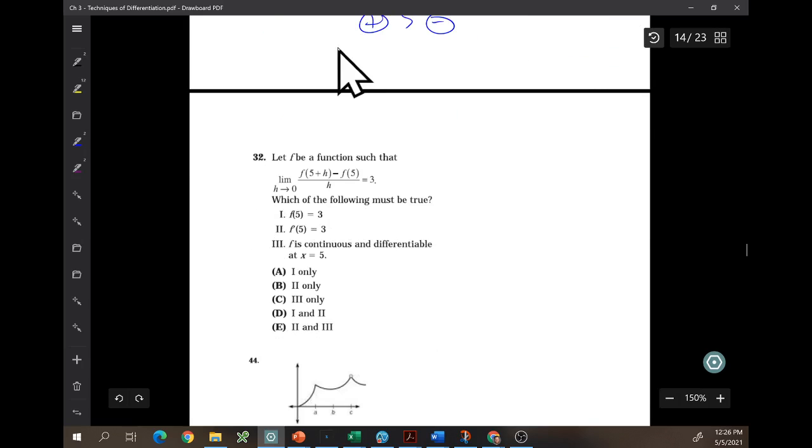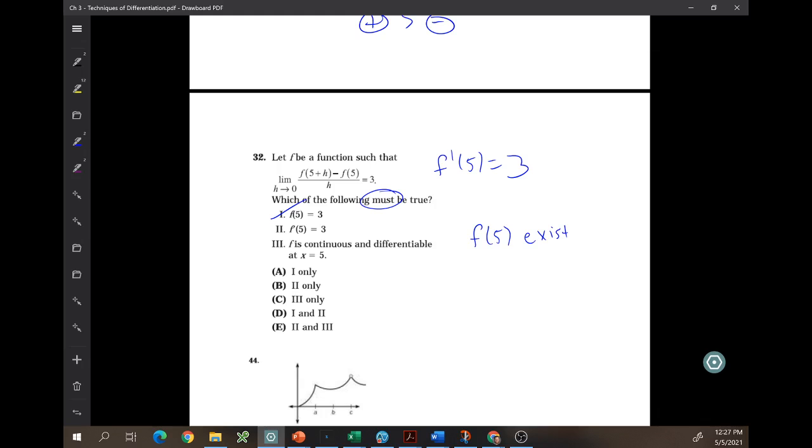All right, next one, let f be a function such that the limit as h approaches 0 of f of 5 plus h minus f of 5, over h, equals 3. So again, we see that, and that's basically telling us that f prime of 5 is equal to 3. That's what they told us. So they told us f prime of 5 equals 3, which must be true. F of 5 equals 3. No, that doesn't have to be true. F of 5 has to exist, but we don't know what the answer is. Why does it have to exist?